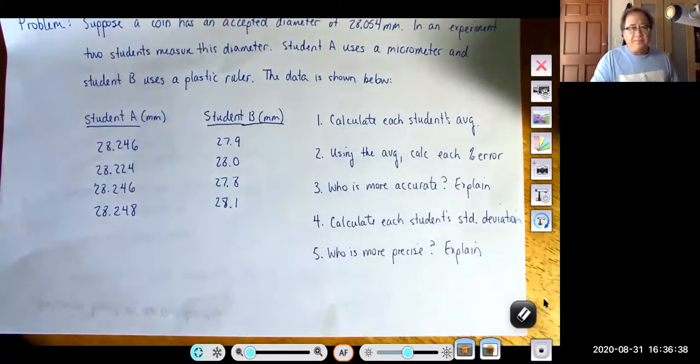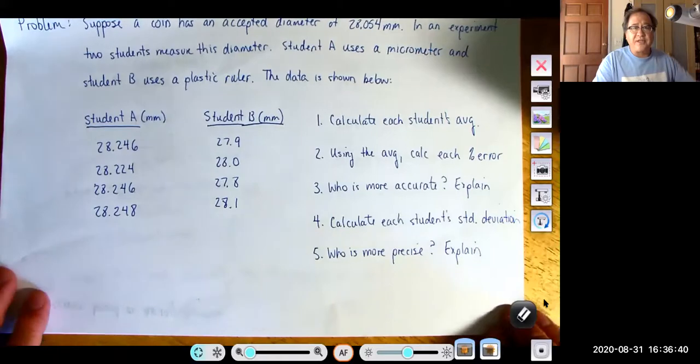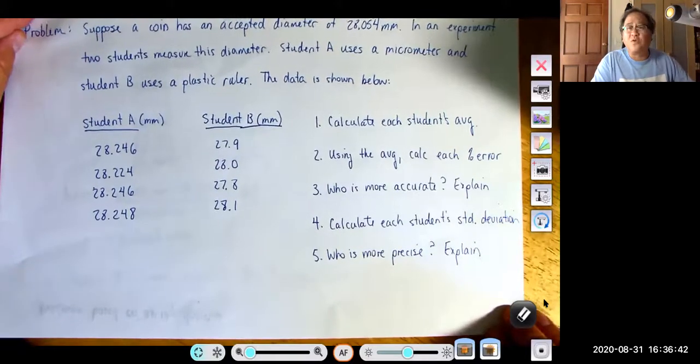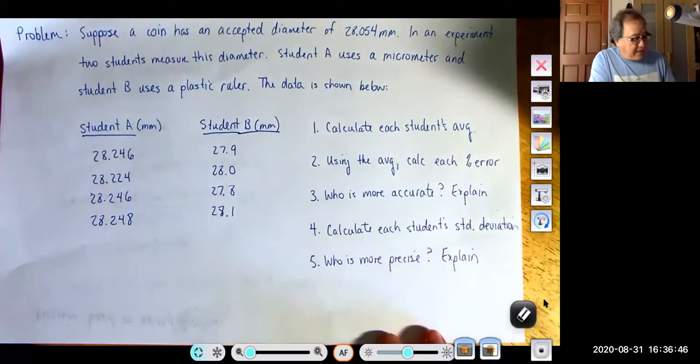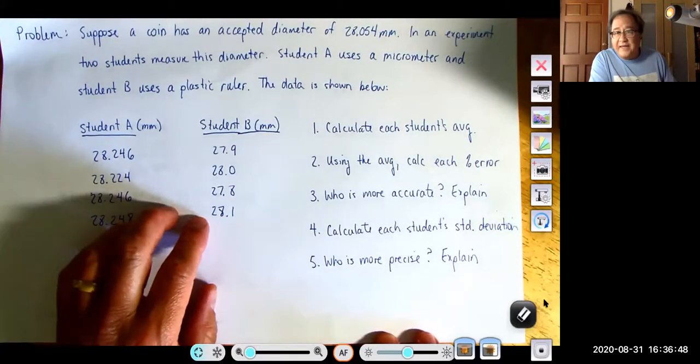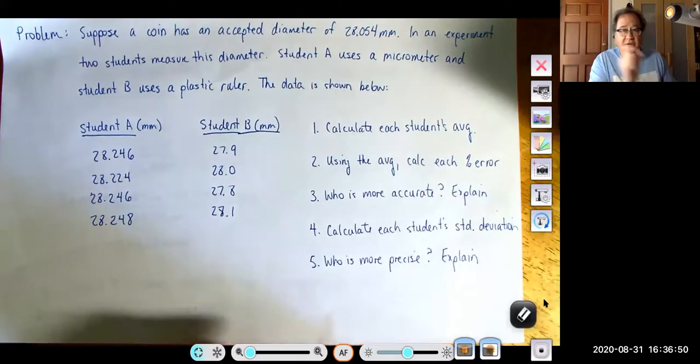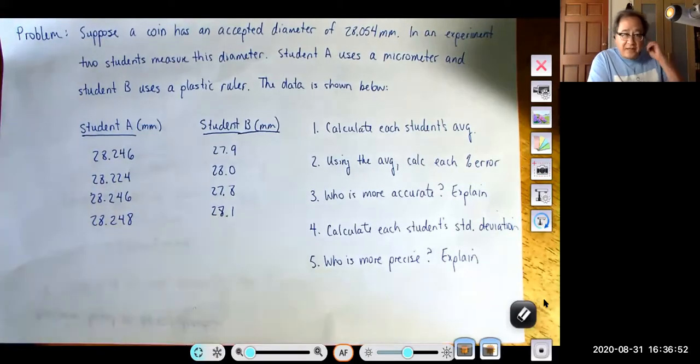So here's a problem. Suppose a coin has an accepted diameter of 28.054 millimeters. That's about 2.8 centimeters, which is roughly an inch across. In an experiment, two students measure this diameter. Student A uses a micrometer. Student B uses a plastic ruler. Here's the data.